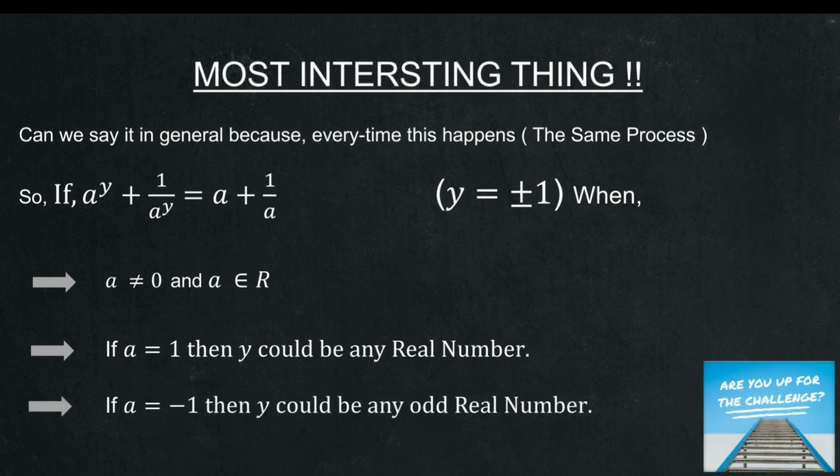And secondly, if a equals minus 1, then y could be any odd real number, because if it is even, then it will give a positive value. What I am trying to say is that a plus 1 by a, that is minus 1 plus 1 by minus 1, is minus 2. And if y equals 2, then (minus 1) whole square plus 1 by (minus 1) whole square is 2, and 2 is not equal to minus 2. So if a equals minus 1, then y should be any odd real number. So we have finally made a general formula.